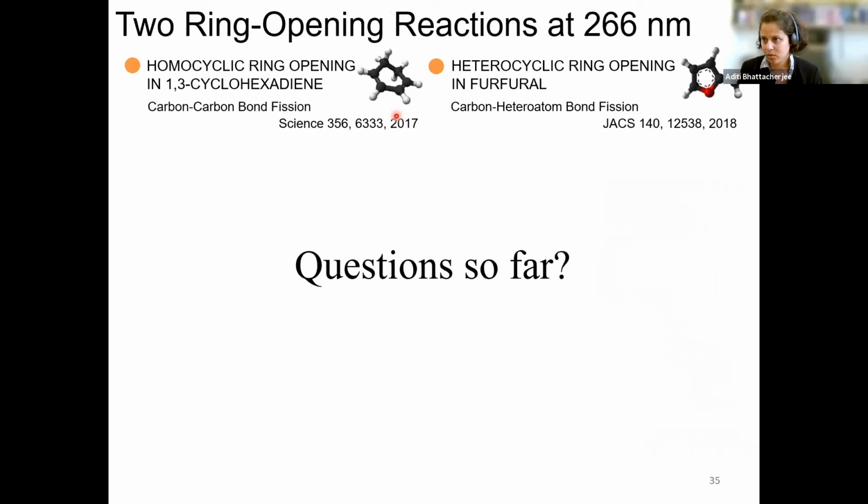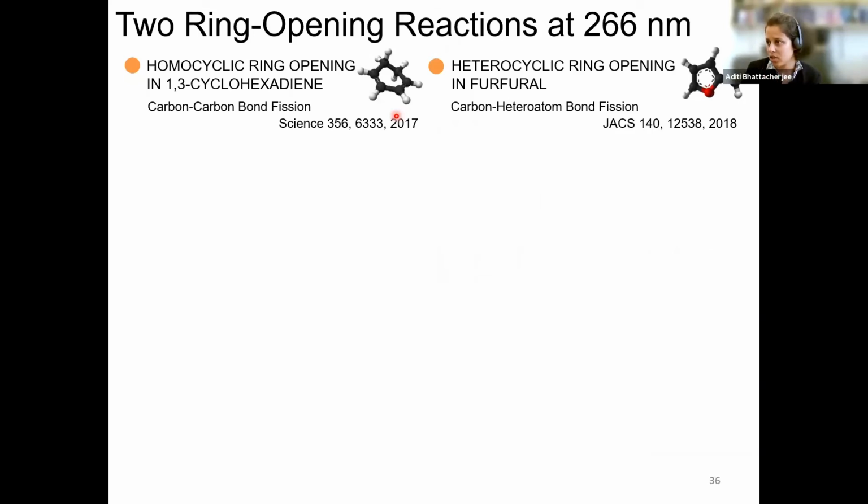Let's go back to where I stopped, and this would be a comparison of two ring opening reactions. On the left is a pure hydrocarbon, on the right is a heterocyclic ring, which is furfural. This is a 5-membered furan ring with an aldehyde group at the second position. In the first case, this is a carbon-carbon bond fission. In the second case, this is a carbon-heteroatom, meaning a carbon-oxygen, bond fission.